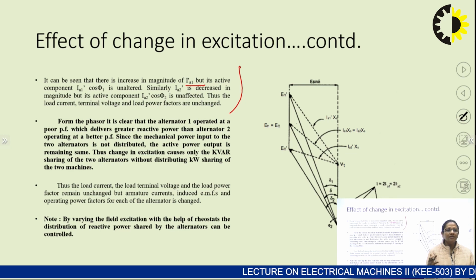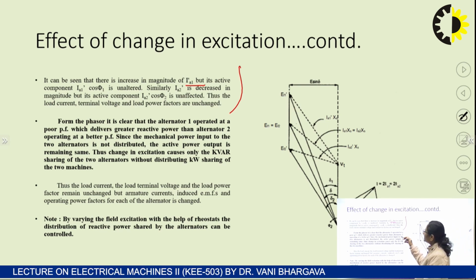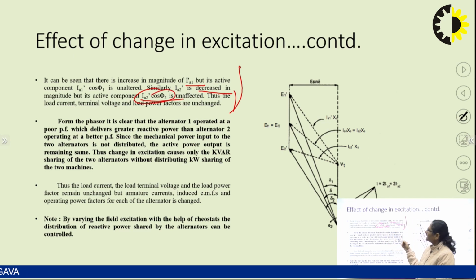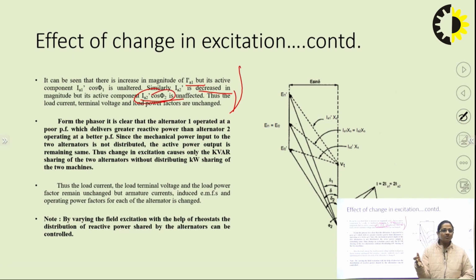Why so? Because there is no variation in the mechanical input given to the alternator. So, the electrical output of the alternator will remain constant. Likewise, there is a reduction in the magnitude of current carried by alternator 2, but the component IA2 dash cos phi 2 will remain unaffected because it is responsible for the power output of the alternator. Likewise, there is a variation in the magnitude of EF1 dash. There is a variation in the magnitude of the excitation EMF of the second alternator to EF2 dash.